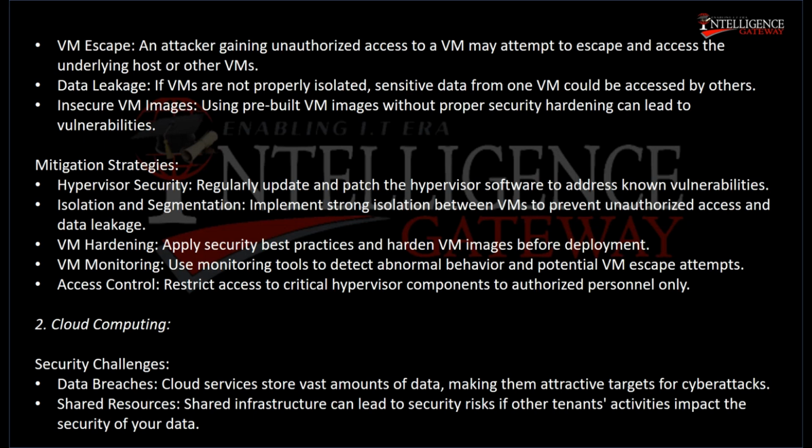Mitigation strategies. Hypervisor security. Regularly update and patch the hypervisor software to address known vulnerabilities. Isolation and segmentation. Implement strong isolation between VMs to prevent unauthorized access and data leakage. VM hardening. Apply security best practices and harden VM images before deployment. VM monitoring. Use monitoring tools to detect abnormal behavior and potential VM escape attempts. Access control. Restrict access to critical hypervisor components to authorized personnel only.